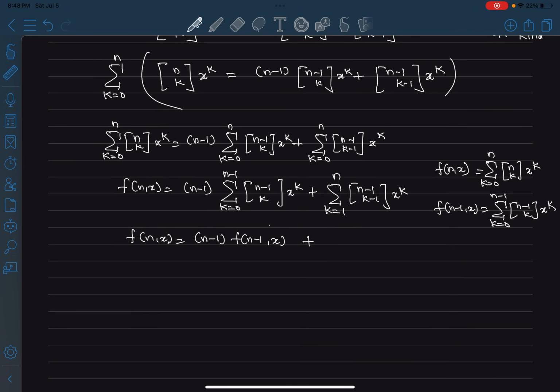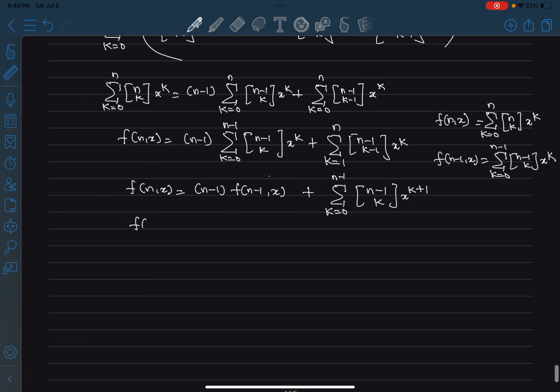Now this one also we can write as the sum going from k equals 0 to n minus 1, and increase all the k's. So this k becomes k plus 1, right? So now we have f of n comma x as n minus 1 times f of n minus 1 comma x plus this becomes x times f of n minus 1 comma x, right?